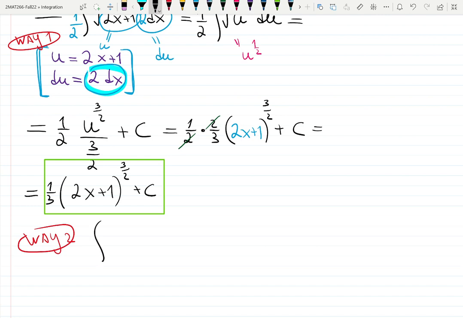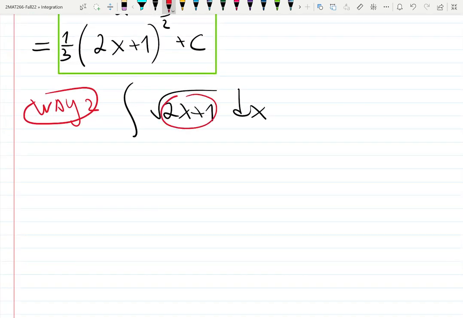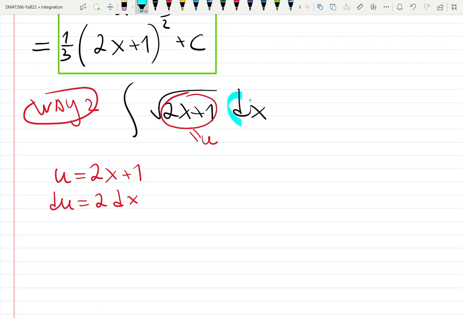So the same integral, we have the square root of 2x plus 1 dx, like so. The same idea, we're realizing this is a good choice to do u inside of the square root. You're writing down, let u be 2x plus 1, exactly the same way. du is 2 dx. And then the logic is different here. They say, you know, we need dx, so let's solve for dx. And then that's what we do.